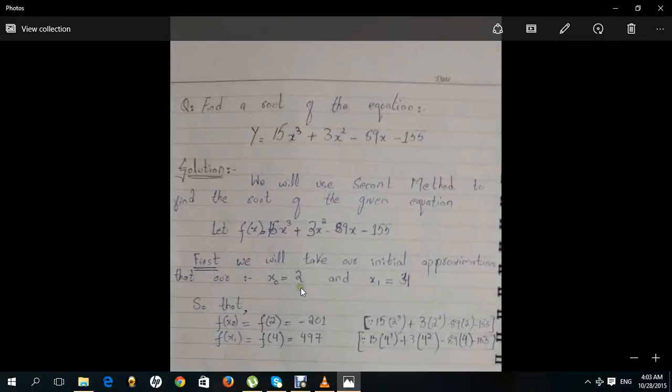Now I put these two approximations back into our main equation and find the function of them, so that f(2) is equal to minus 201 and f(4) is equal to 497. These are just the values I found by putting 2 and 4 instead of x in our main equation.